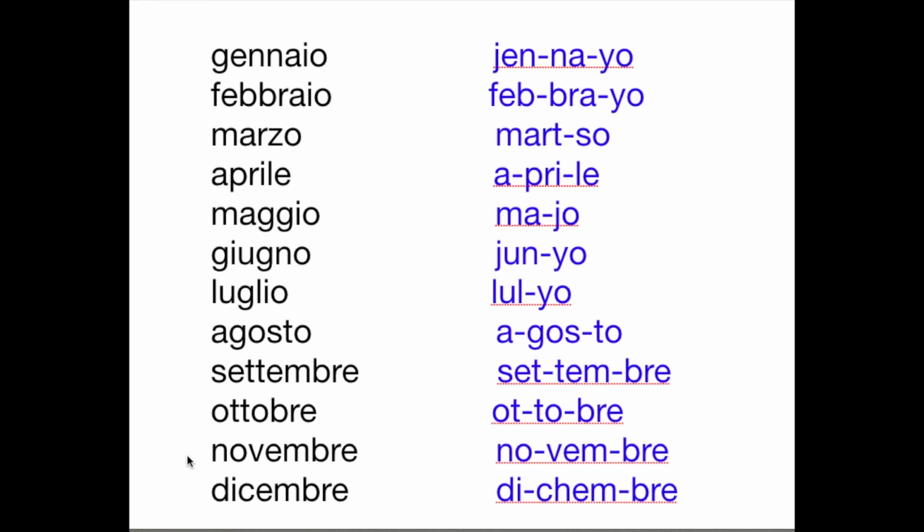Next we have novembre. We have 3 syllables in this word. No, vem, bre. Novembre. And lastly, we have dicembre. This word has 3 syllables. Di, chem, bre. The letter C is followed by the letter E, therefore it will have a ch sound like in the word chamber. So we have dicembre.